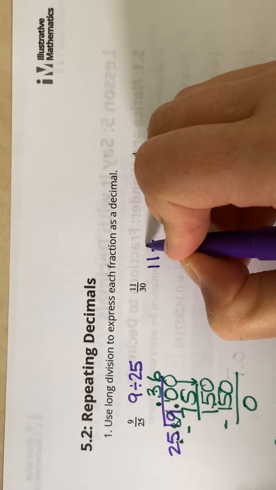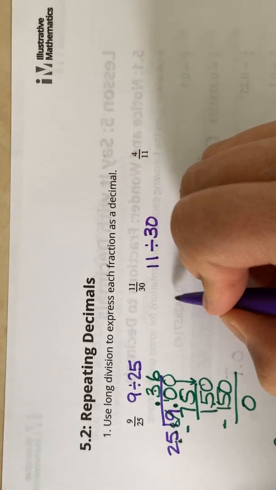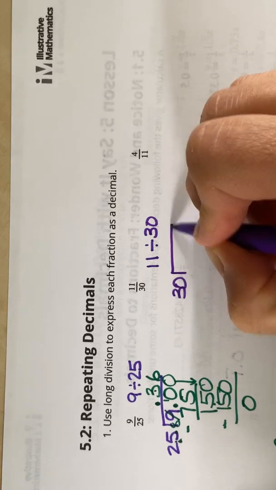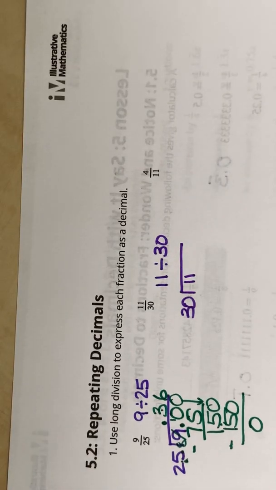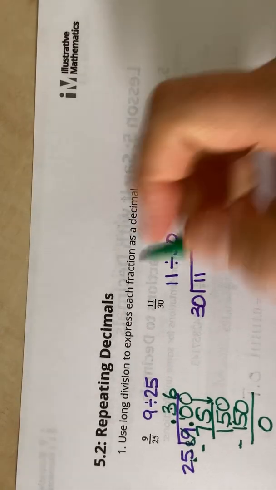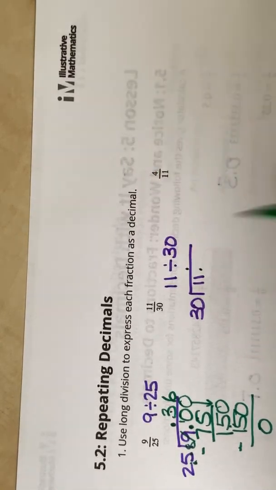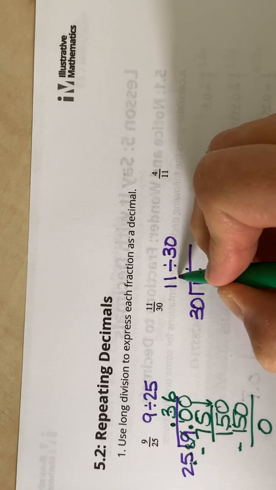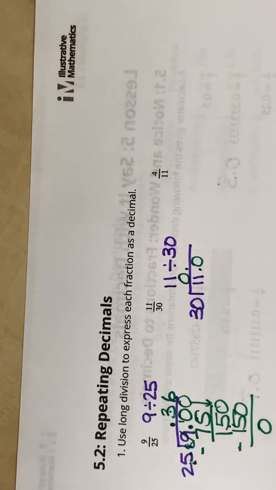11 divided by 30, I mean not 3. So 30 goes into 11. Okay, 30 doesn't go into 11, so I can put that 0 up top, which I probably should have on the first one too. So you put your decimal in, bring your decimal straight up. 30 doesn't go into 11, so I'm going to add a 0.